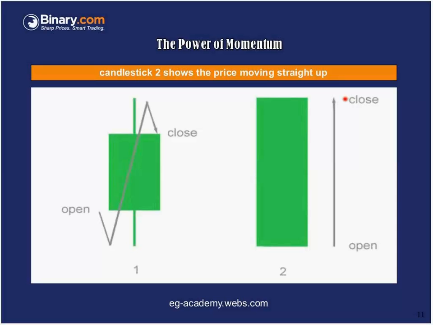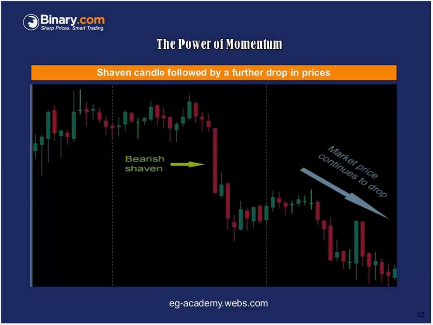Candlestick 2 is often called a bullish shaving candle. The opposite of a bullish shaving candle is called a bearish shaving candle. But how does understanding price momentum help you make money in trading? Let's now look at an example of how shaving candles can help you. Here we see a bearish shaving candle that is soon followed by a further drop in prices.